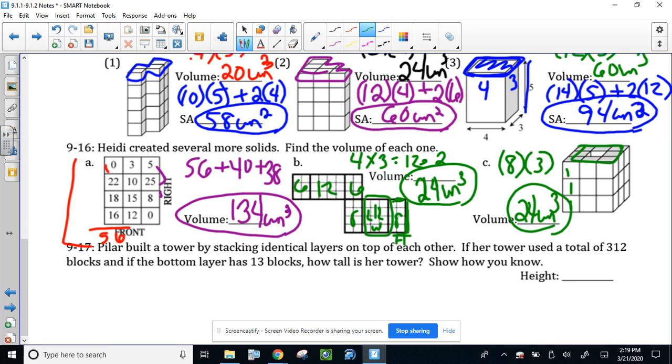And then the very last little bit here, we have Pillar built a tower. And that's funny because pillar is another word for just a tower. So Pillar built a pillar, by stacking identical layers on top of each other. It's a little math humor.